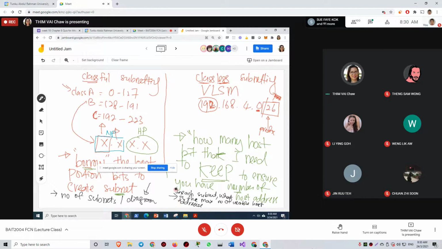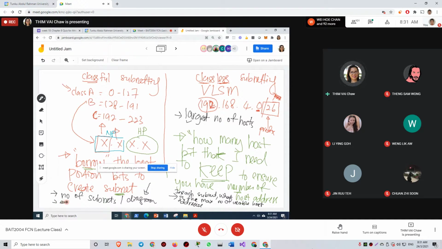And from here, always do the subnet from the largest number of hosts. From the largest, then do the smaller, from large to smaller. This is a fixed technique. No matter how you do the calculation, it must be from the largest. In this one, there is no largest because each of the subnets has the same number of host addresses.